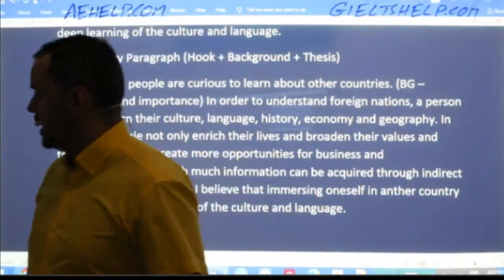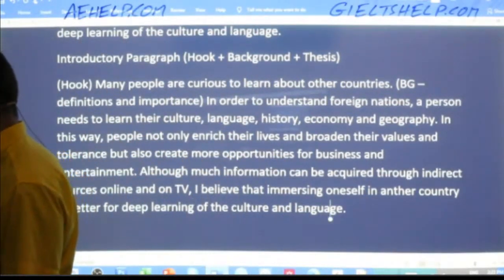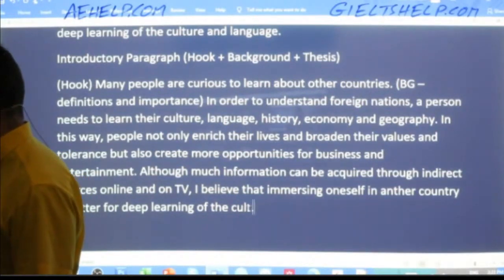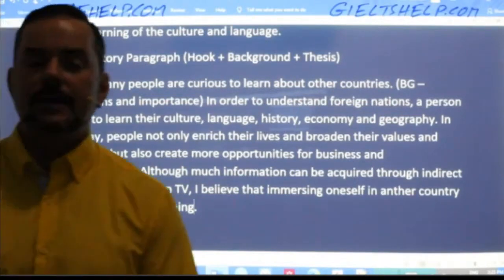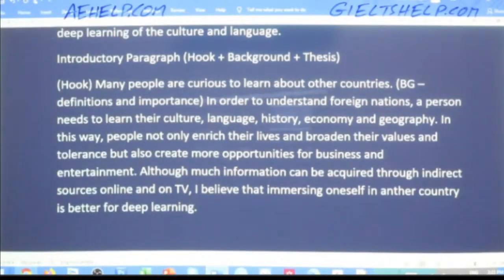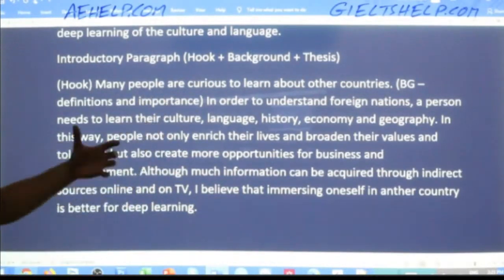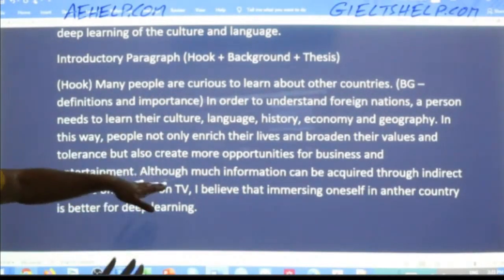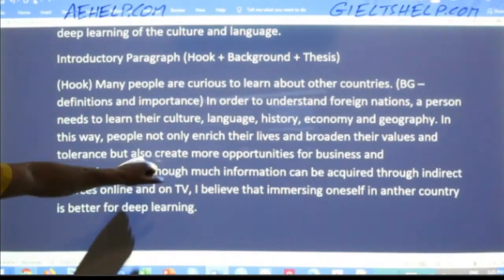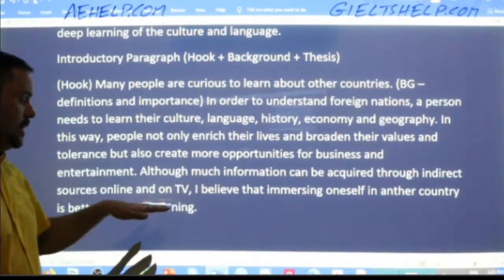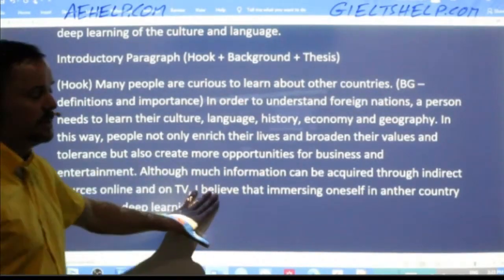And here, I might even take out culture and language because I have that in my background, so I don't want redundancy. I can just say for deep learning, okay? And that's enough, okay? So there's my introduction. It's clear that my body paragraph 1 in this case will deal with the other side, which is learning through TV and the internet. And then the second body paragraph will deal with first-hand experience.